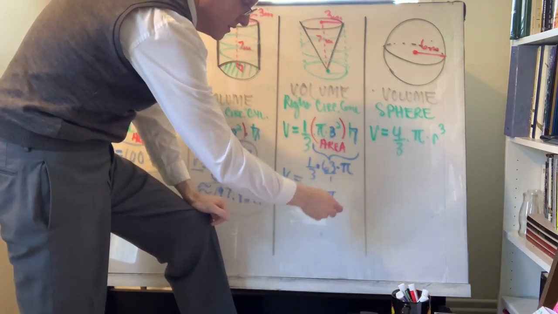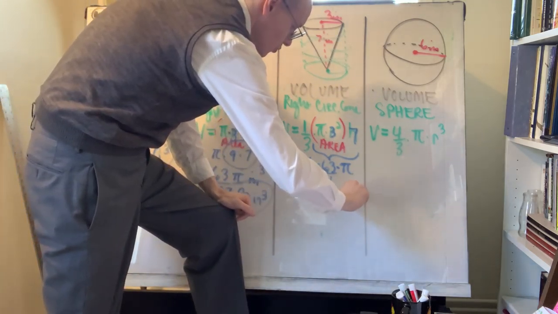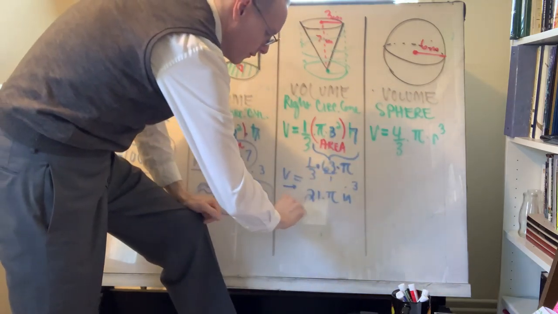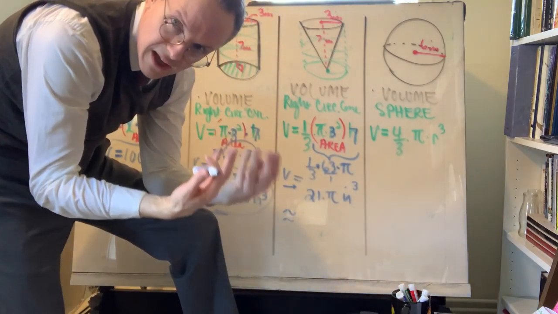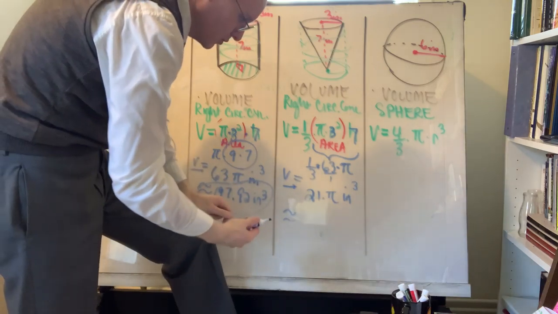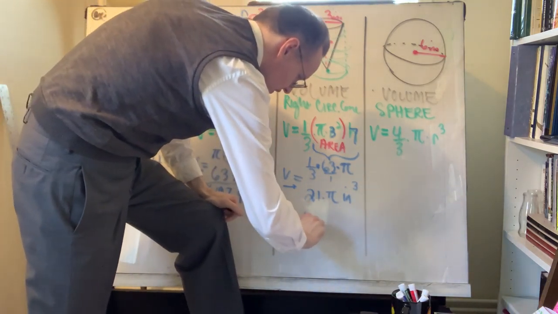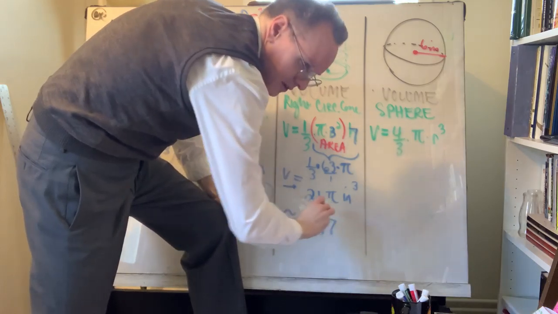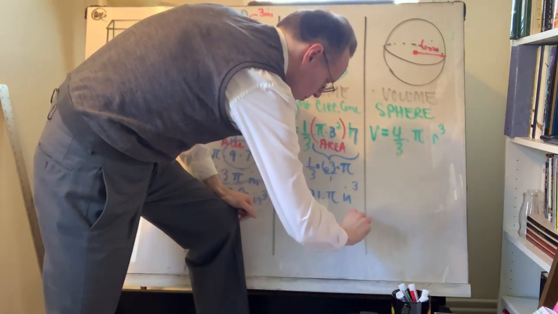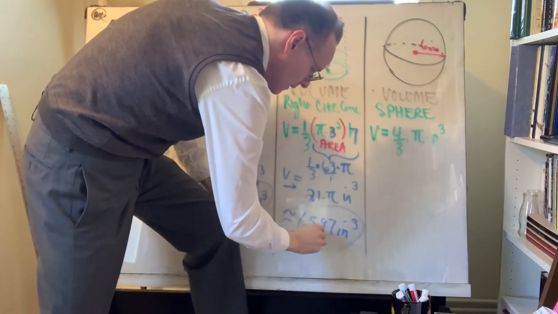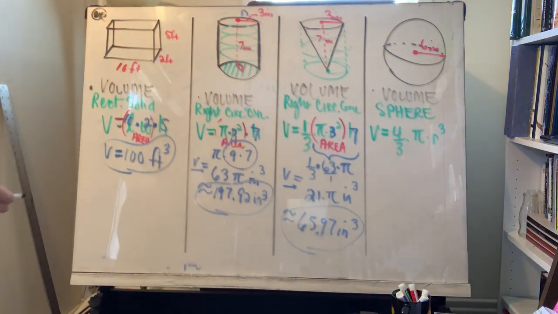That would technically be the exact answer in inches cubed. But if you want the slightly more satisfying decimal equivalent, just because we've been conditioned to like it that way, you should end up with 65.97 inches cubed, approximately.